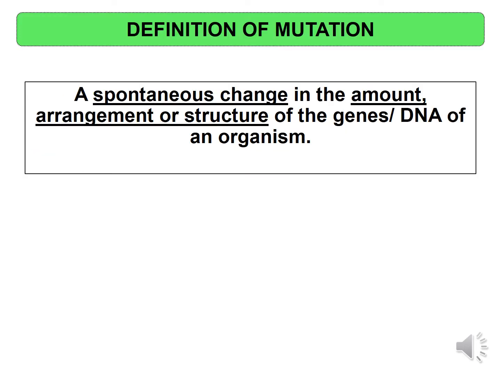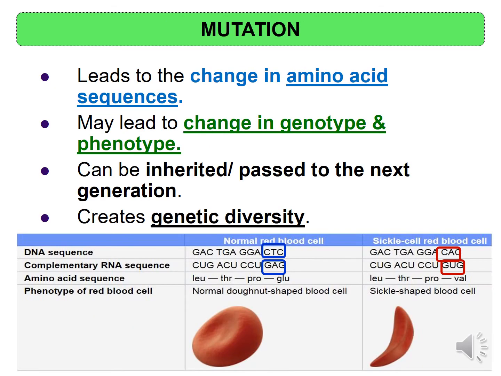First, the definition of mutation. It is a spontaneous change in the amount, arrangement or structure of the genes or DNA of an organism. Mutation will then lead to changes in amino acid sequence. So this will lead to a change in genotype and phenotype. Since the changes occur in the DNA, it can be inherited or passed to the next generation. These changes in amino acids, genotype and phenotype will later create genetic diversity.